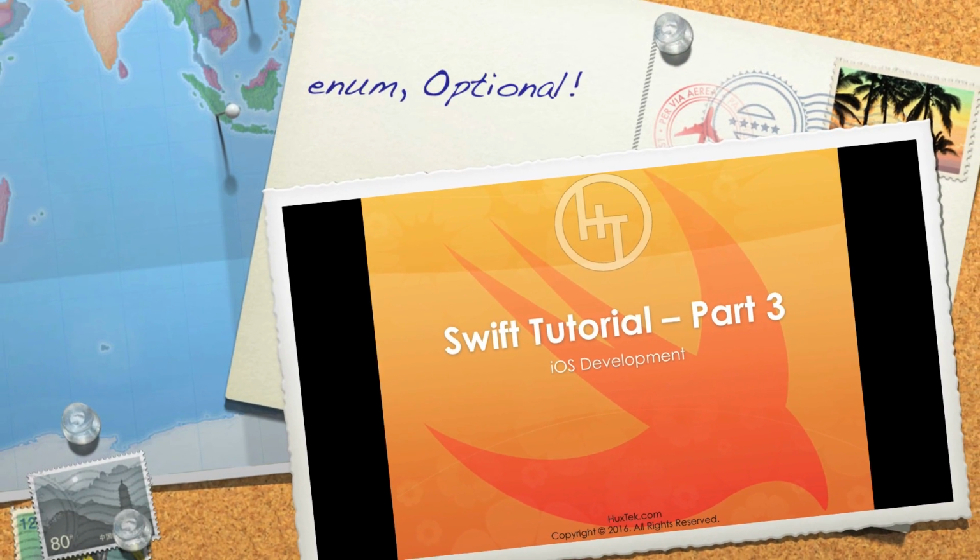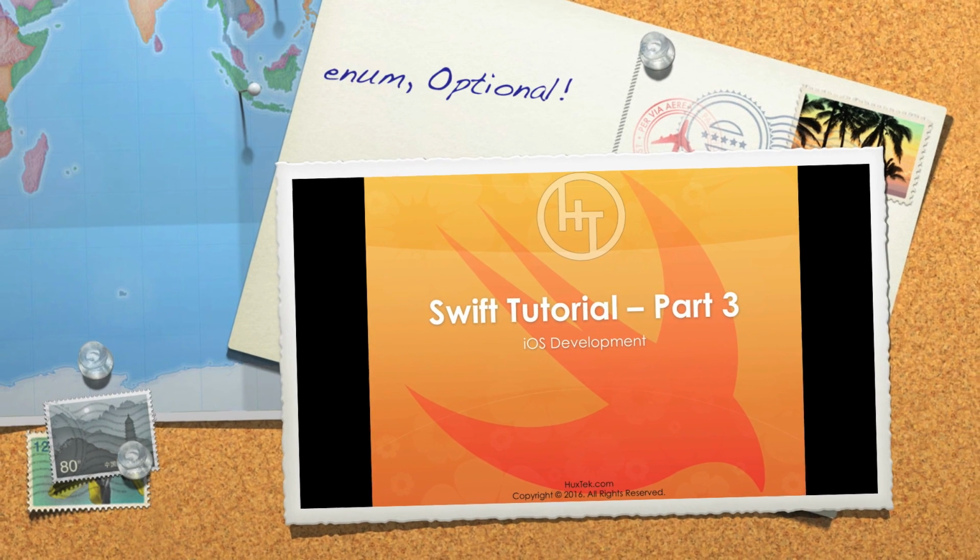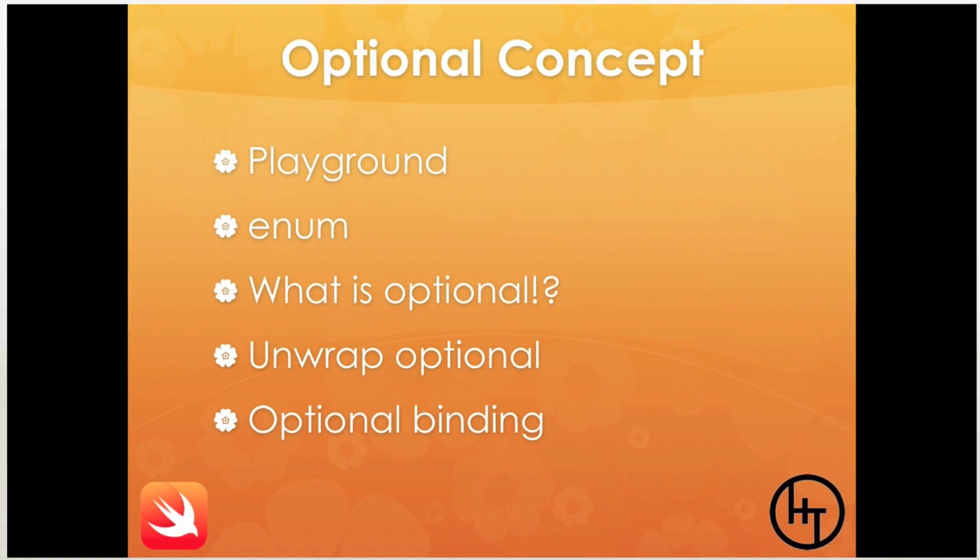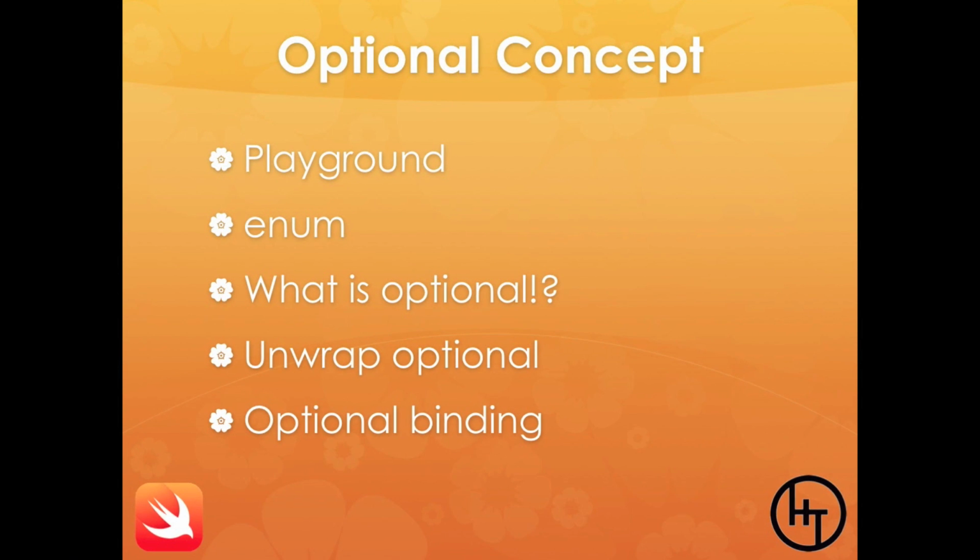In this tutorial we will talk about one of the important pillars of Swift programming, and it's nothing but enums. First we will introduce one of the cool features in Swift, which is playground, and it's basically for playing with the language and getting quick feedback. And then we will switch to introducing enums, and most importantly I want to introduce the concept of optional. And what is optional, how to wrap it, and how we bind it.